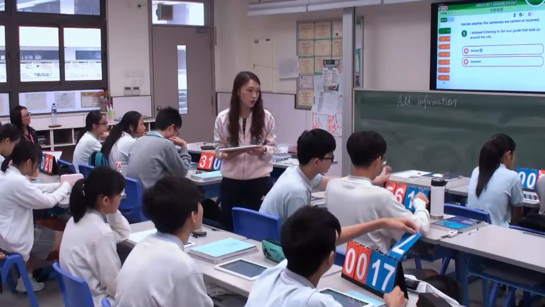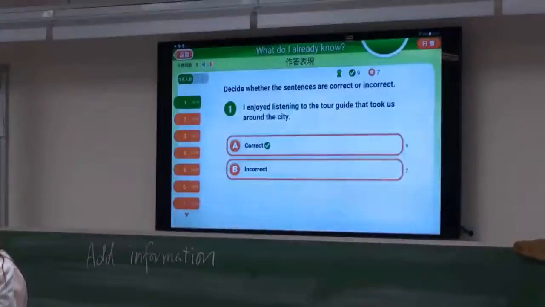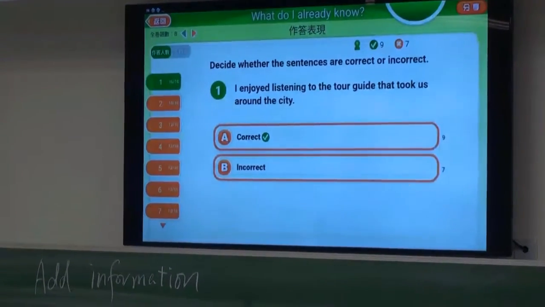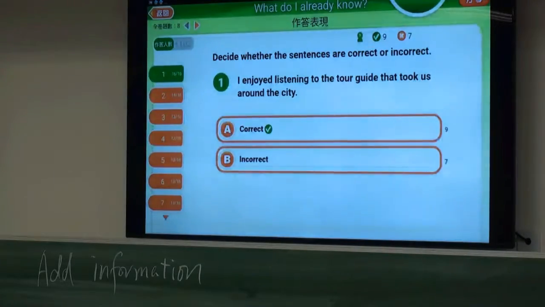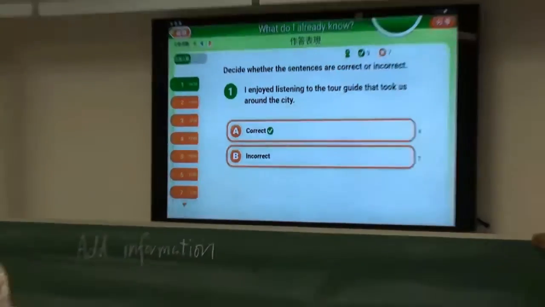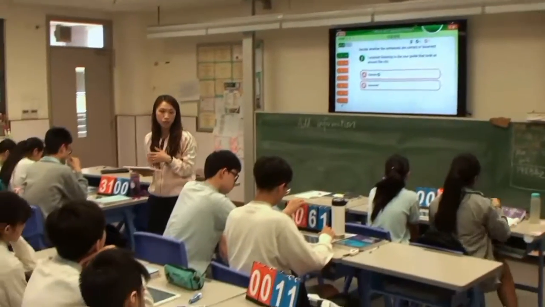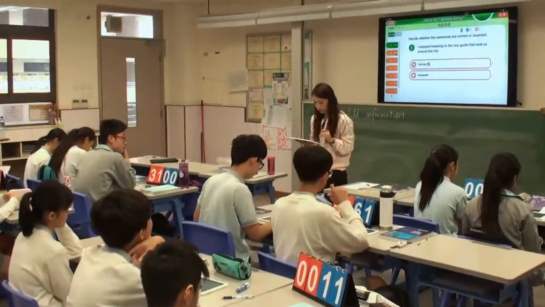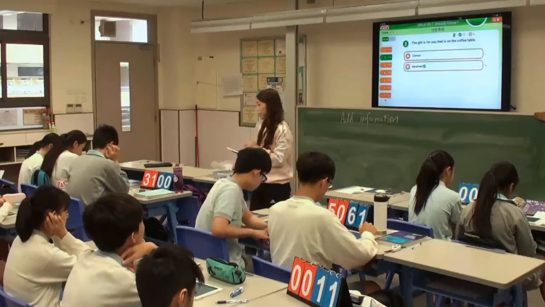Okay, number 1. Number 1 is correct. I enjoyed listening to the tour guide that took us around the city. That here means what? The tour guide, okay? Besides using that, what can we use here? Okay, thank you. Next. The gift is for you that is on the coffee table.